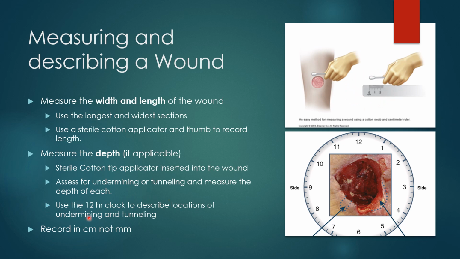This is another aspect where the clock comes into play. If this is where we had measured, we're going to want to say at 4 o'clock, the wound is 4 centimeters deep. At 11 o'clock, the wound may be 1 centimeter deep. So we're going to want to label so we can accurately mark and follow up with this wound. It is important to record in centimeters and not millimeters.